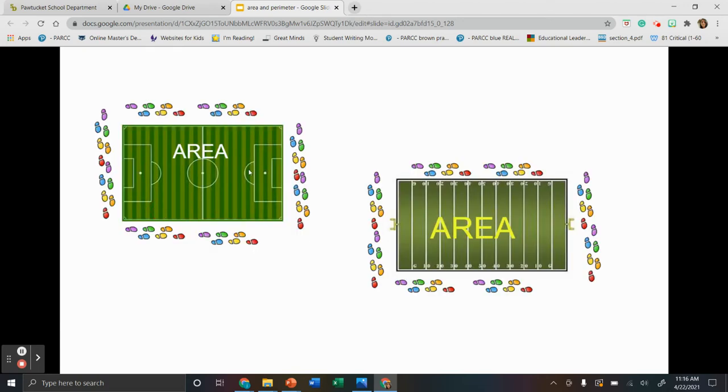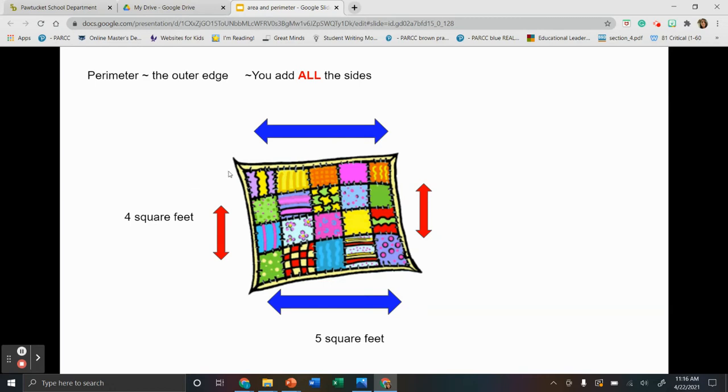So that means, oops, I'm going to go back here. That means that if this is 4 feet, this is 4 feet, okay? This is 5 feet, this is 5 feet. So to get the perimeter of this, we would add all the sides. So 5 plus 5 is 10, right? Plus 4 is 14, plus another 4 is 18. So this would be 18 square feet, okay?